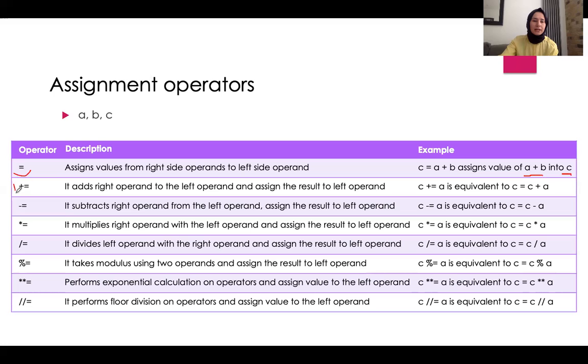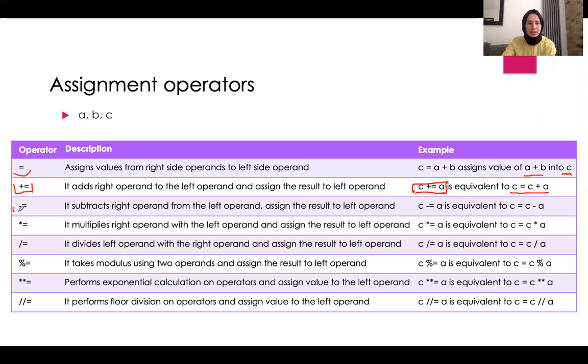Then we have the plus equal. It adds the right operand to the left operand and assigns the result to the left operand. So c plus equals a is equivalent to c equals c plus a. I think this is one of the common ways that we use in Python. So you must learn those operators and how we can use them. Those are the quickest and easiest way of adding values.